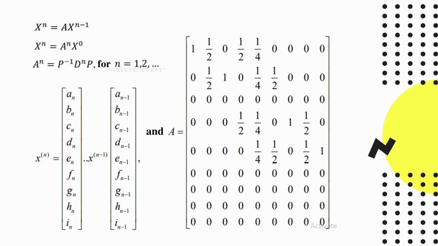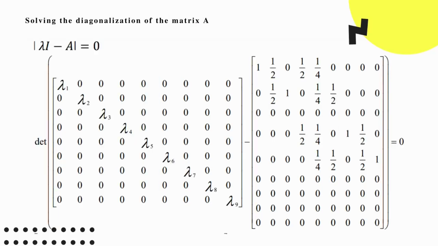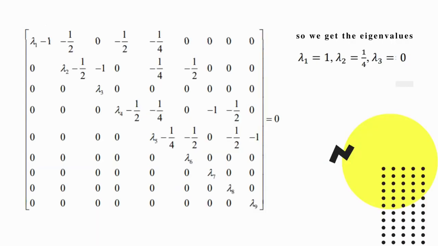But before determining x to the power of n, we must first find A to the power of n with the diagonalization formula. A to the power of n equals P inverse times D to the power of n times P. To diagonalize A, we first find the eigenvalues, and you can see the process. We get the eigenvalues of 1, 1 over 2, 1 over 4, and 0.